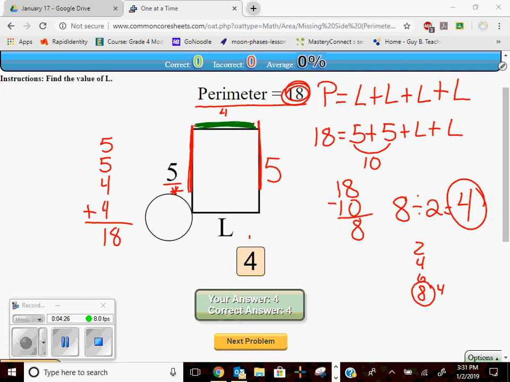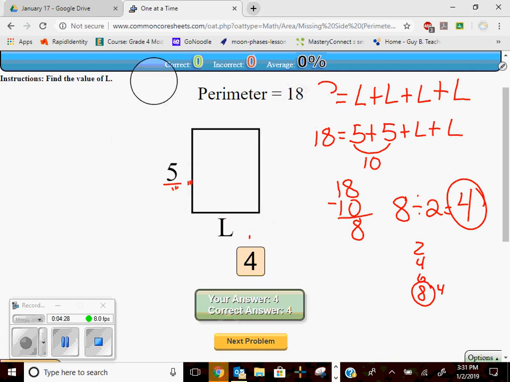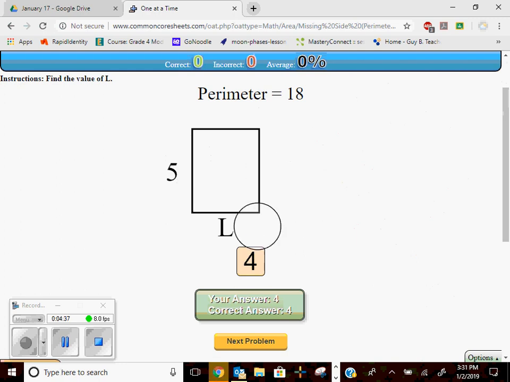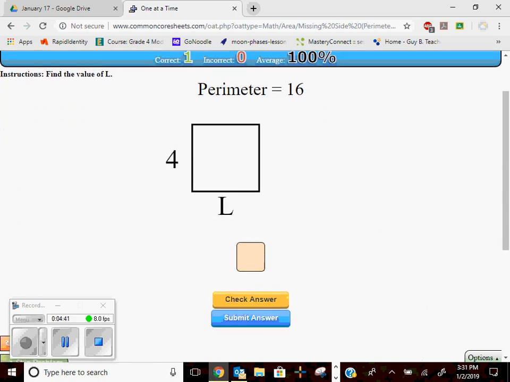All right, let's look at another one. Okay, so here I have another shape. It looks like a square, but don't always trust what you see. You've got to test it to see if it is. We're going to treat it like it's a rectangle.